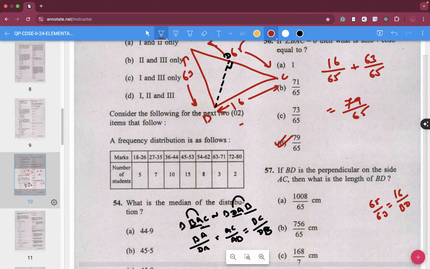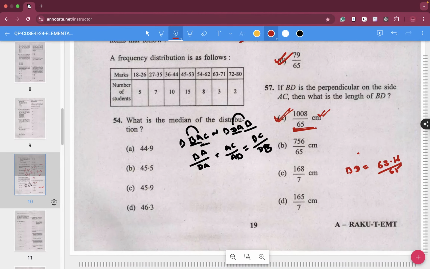So you have 65 times BD is equal to 63 into 16, which means BD is equal to 63 into 16 divided by 65. You do the calculations. You do at least this much calculation, I'm sure all of you can do. If you do the calculation, you will get 1008 by 65 centimeter. This is a classical question, folks. They ask in every single examination. So this is your question number 57.